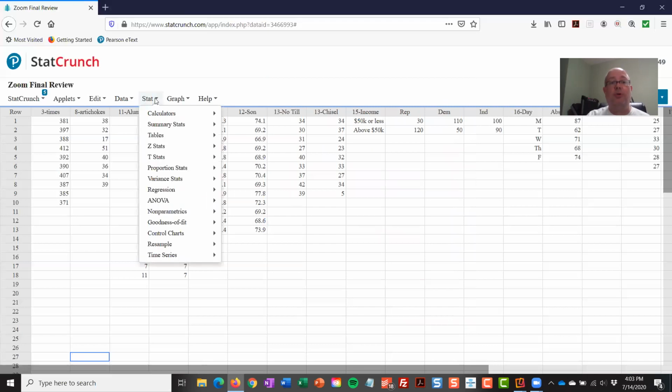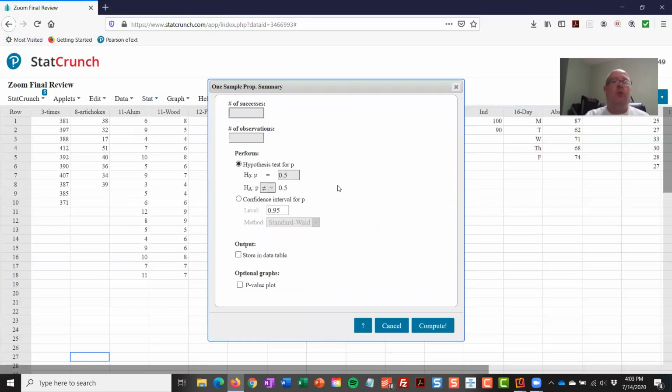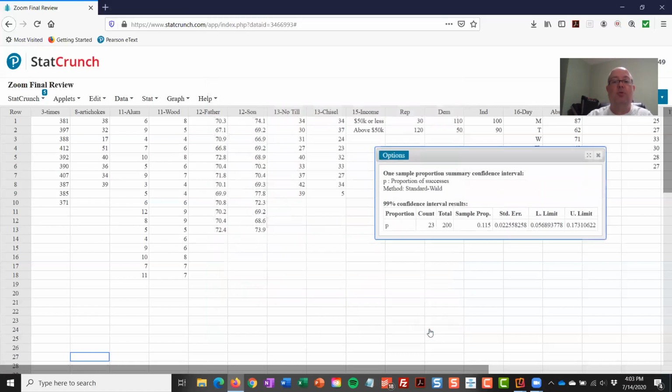Now we work under proportion. Stat, proportion, one sample with summary. Proportions are typically summary. The only way it would be data is if you had a column that listed yes, no, no, no, yes, no, no, all in one column of 200 cells. The number of successes, the number that were left-handed, was 23. The number of observations, that was 200. Switch to confidence interval. Switch that out to 0.99 for the level and compute.